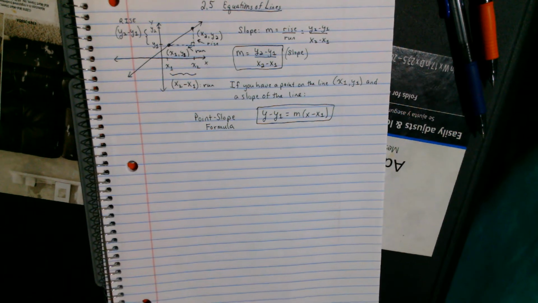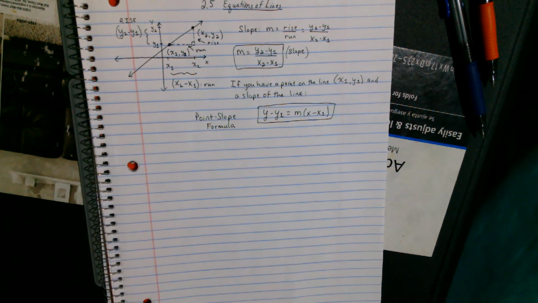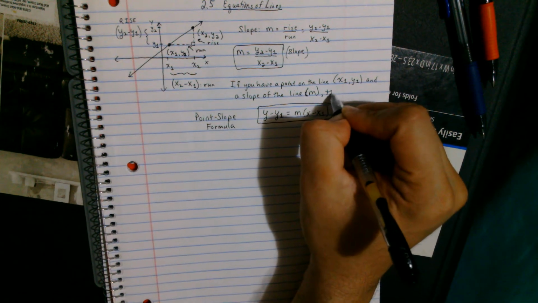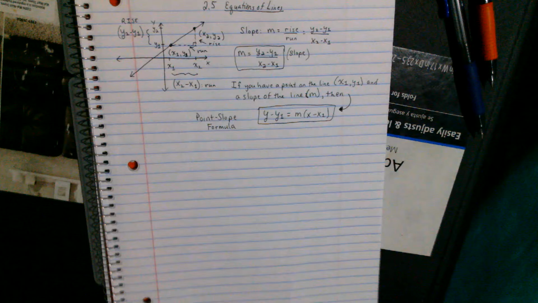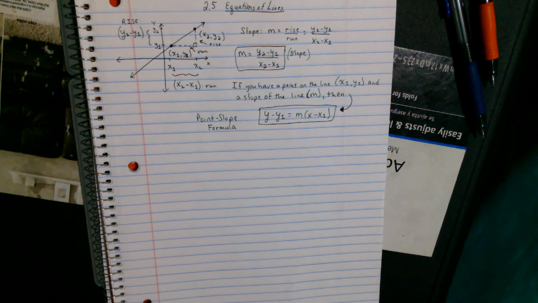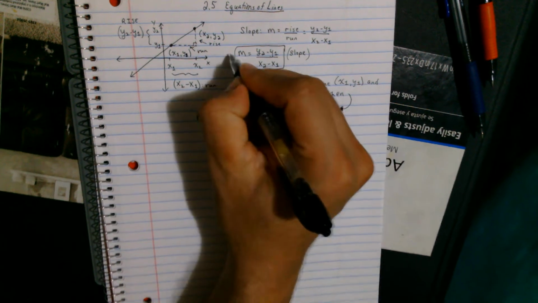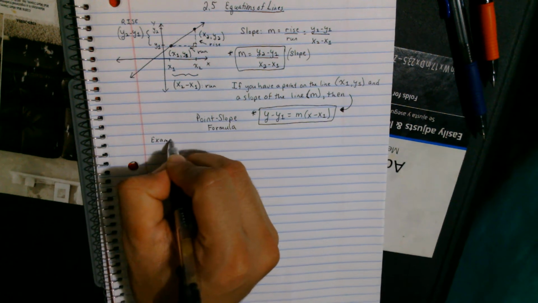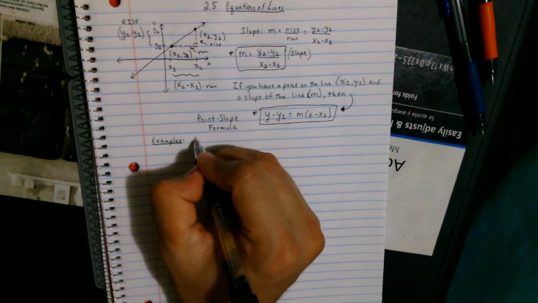So if you're given a point x1, y1, and you're given a slope of the line, m, then you have this formula, what's called the point slope formula. So we have two formulas that we're going to use. We're going to look at the point slope formula, and we're going to look at the slope. First, I'm going to do a couple of examples of just finding the slope.